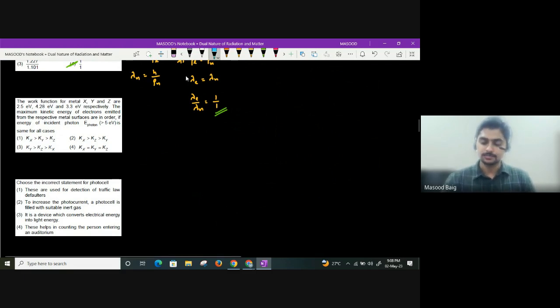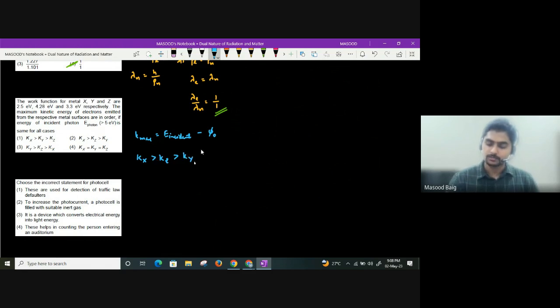Now what they are saying, the maximum kinetic energy of electrons emitted from the respective metal surfaces is in which order? Again, basic logic: maximum kinetic energy will be the energy of incident light, h nu, minus phi naught. Whichever has the lower work function, the electrons emitted will have more kinetic energy for such a metal. So I can write Kx is greater than Kz is greater than Ky. Yes or no, all of you?